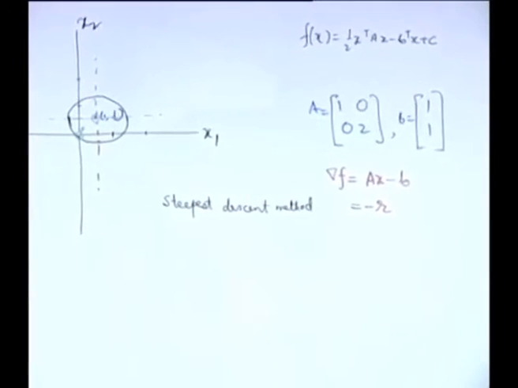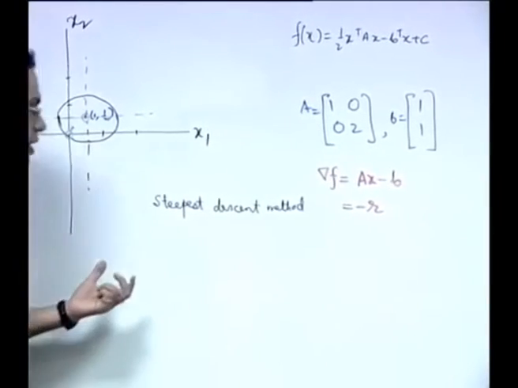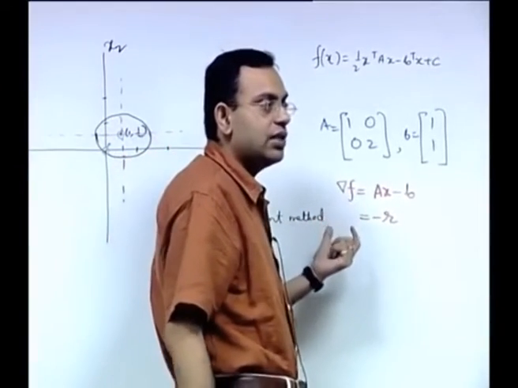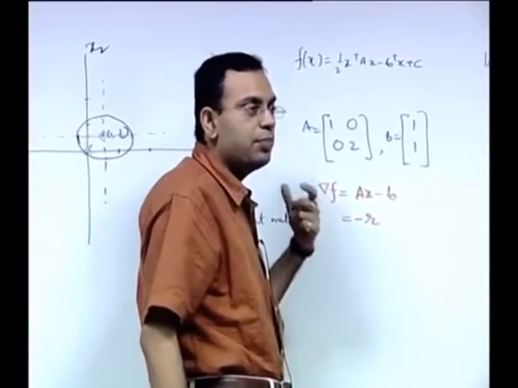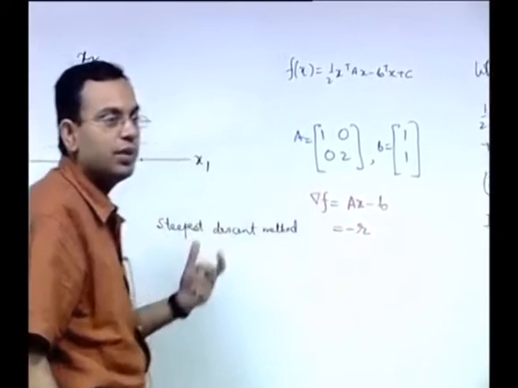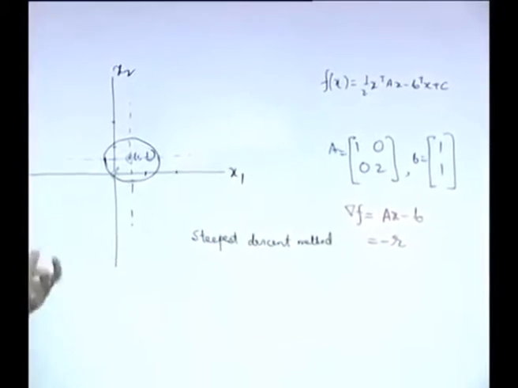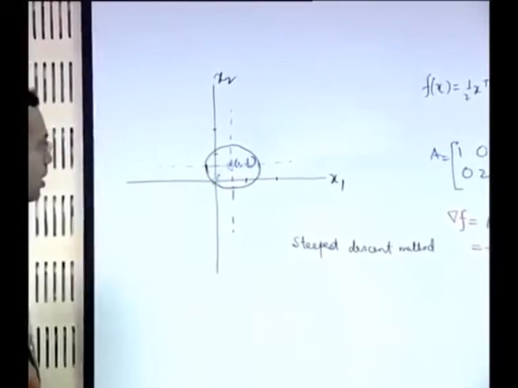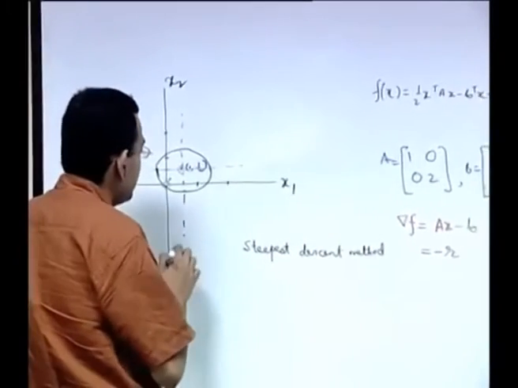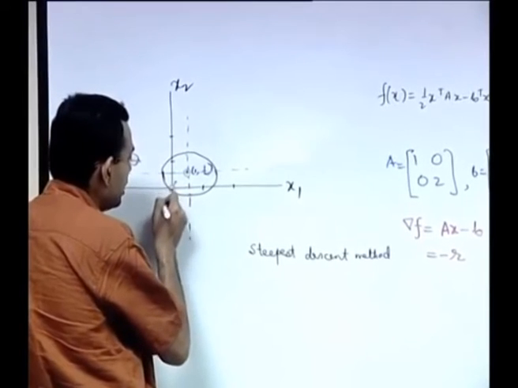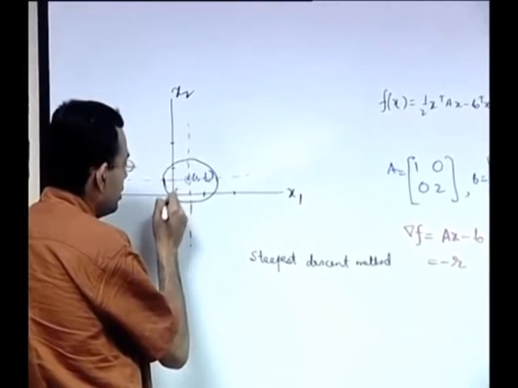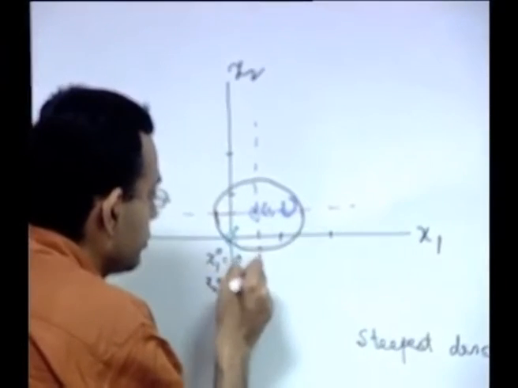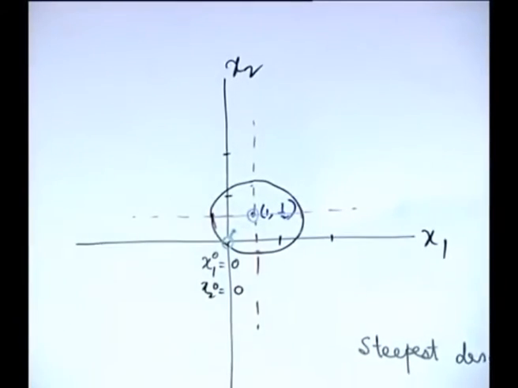In this particular method, we will try to move along the gradient of the function f, which represents the steepest rate of change, or maximum rate of change, of the function f. We start with an initial guess. Let us say this initial guess is x1 0 equal to 0 and x2 0 equal to 0 as an example.